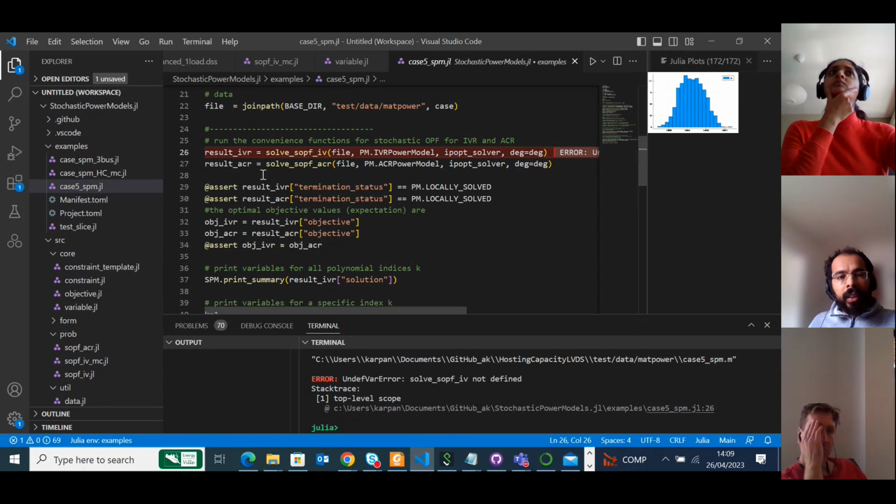Okay, solve SOP IVR not defined. Why is it saying not defined? It was running before.